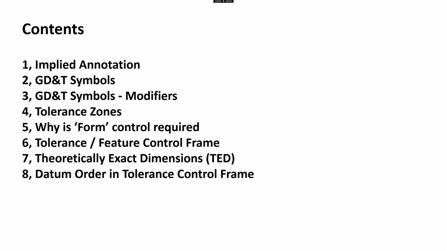use. I put a little slide there on why form control is required, what the tolerance or feature control frame is. In some standards it's called a tolerance control frame, some standards it's called a feature control frame. Theoretically exact dimensions, the box dimensions we're going to look at. And the importance of the datums in the tolerance control frame. The sequence of the datums in the control frame is very, very important, and we're going to go into why.